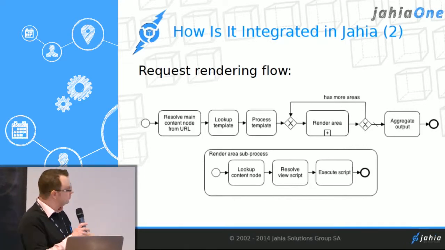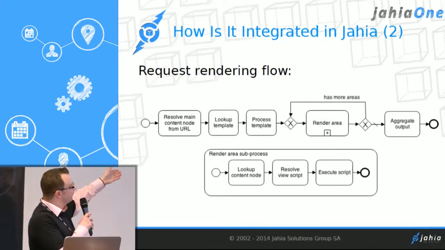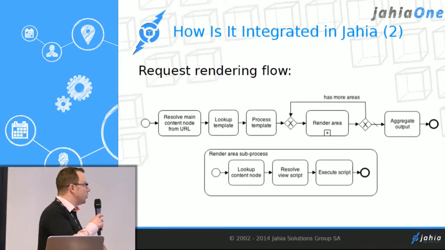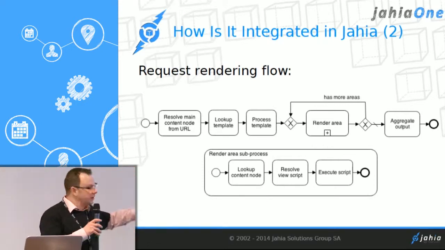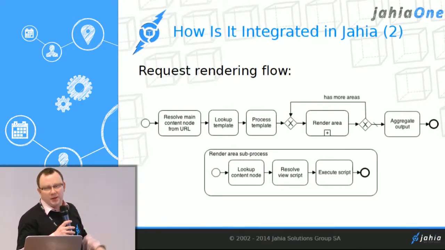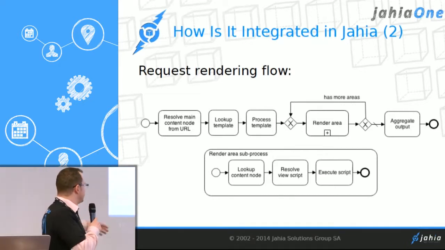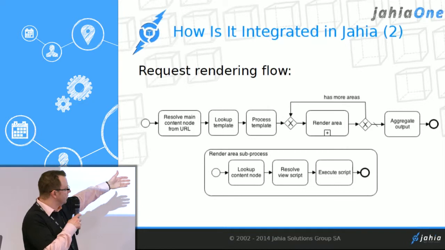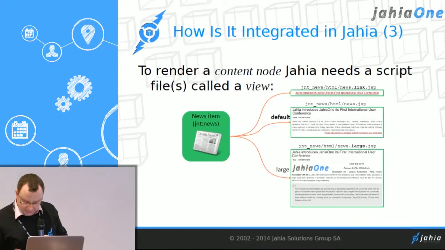The request rendering flow begins with the URL, which is done for some particular node. We look up the template name, the template for the corresponding node. Then we begin with the processing. So we iterate over all the areas which are defined in the template, and then we aggregate the output of the areas, producing the whole HTML page or the whole JSON page or the whole RSS page. The rendering process of the area is a bit similar. So we look up the node which corresponds to an area. We resolve the view script, we execute it, we produce the output, and we aggregate it back.